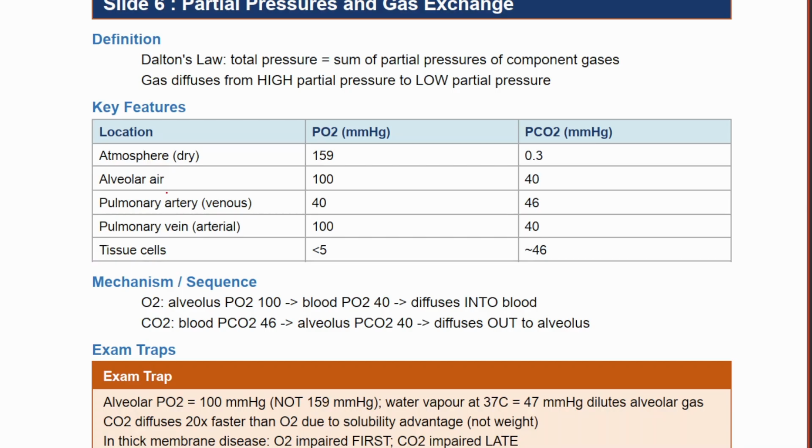Now let's connect this entire physiological narrative directly to the key facts, figures, and definitions listed on your slide so you can spot them instantly on test day. Starting with our core definitions. Dalton's law states that total pressure equals the sum of partial pressures of component gases. Gas diffusion strictly occurs from high partial pressure to low partial pressure.